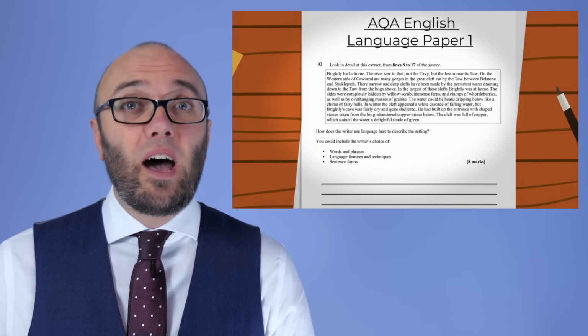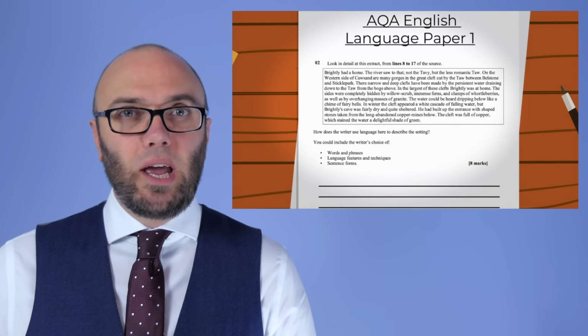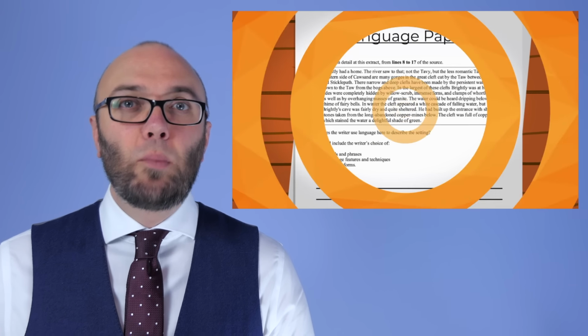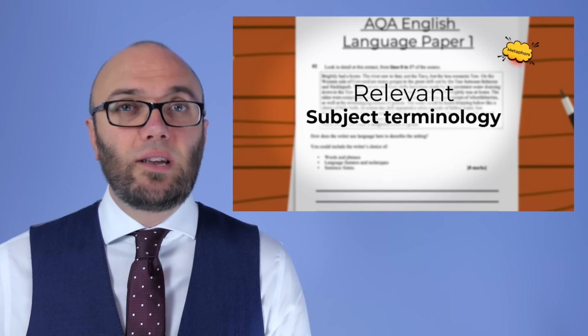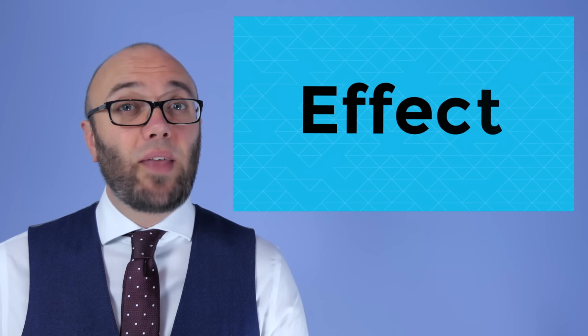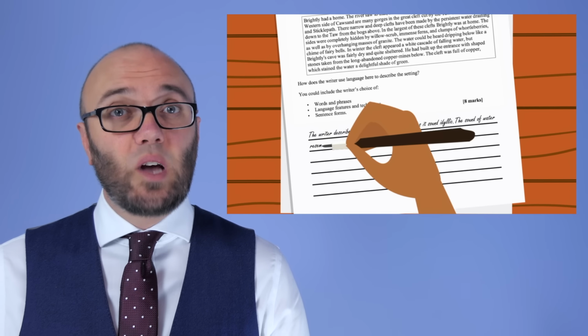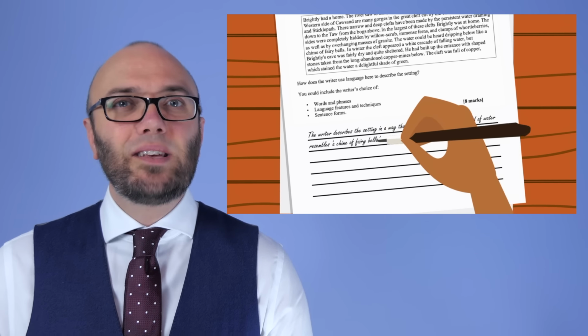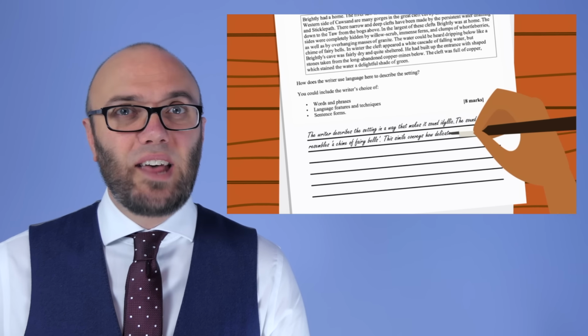In the 2018 summer exams, fewer than 40% of students achieved above half marks in AQA English Language Paper 1 Question 2, proving once again that this question is less about spotting language choices and more about writing about their effect in a manner which is precise and contextualised. In this video, we'll look at how to do just that.